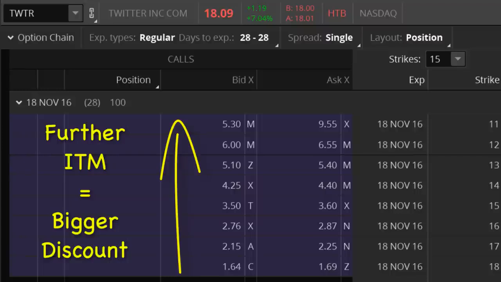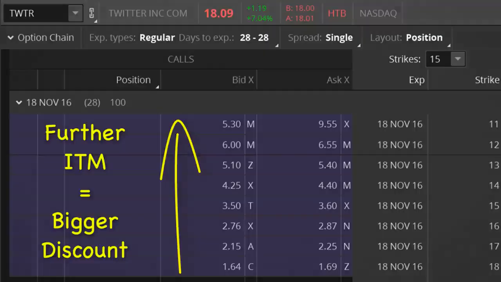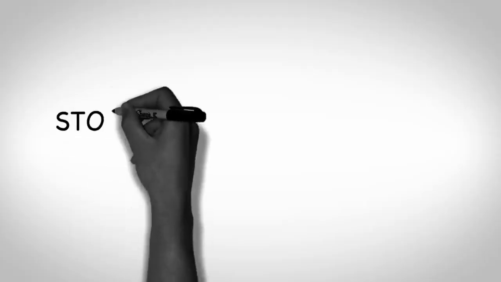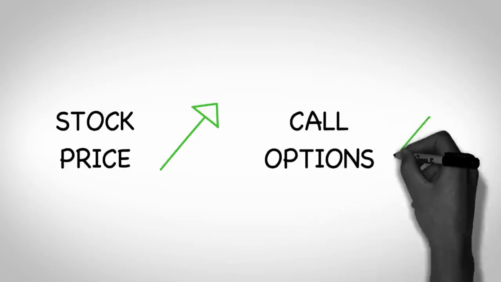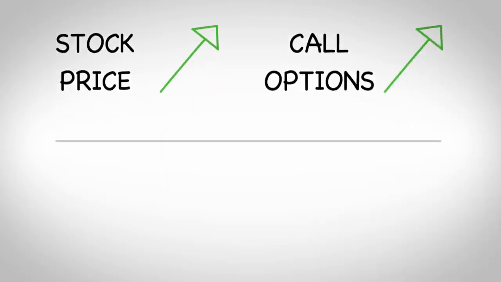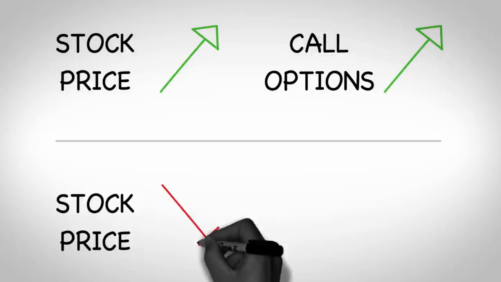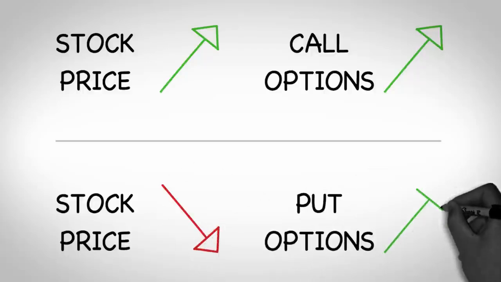Now, here's the thing. Stock prices are always moving. So if you own a call option and the stock price goes up, then that call option will increase in value because it is becoming more and more in the money. Let me repeat because this is important. If a stock's price rises, then that stock's call options will increase in value. And if you own a put option and the stock price falls, then that put option will increase in value.